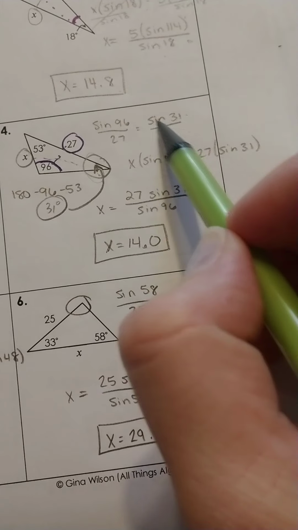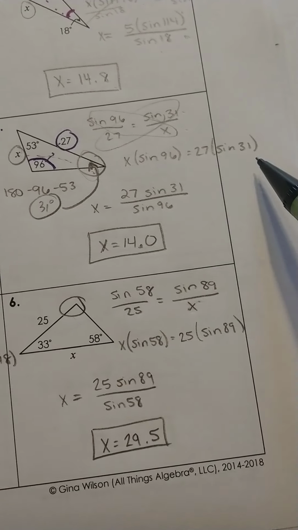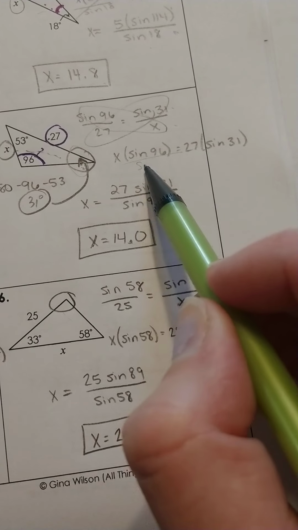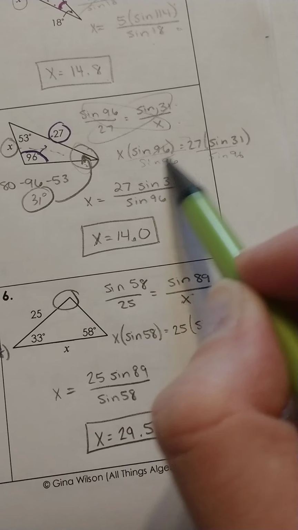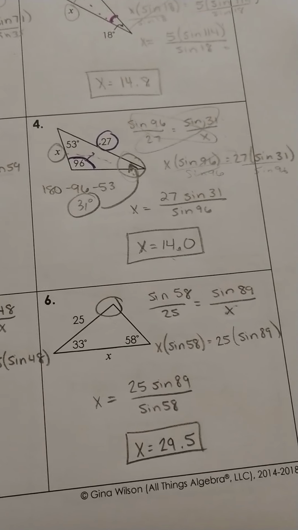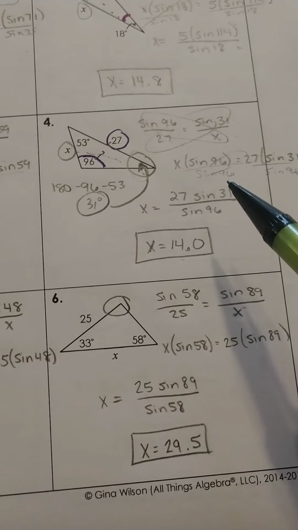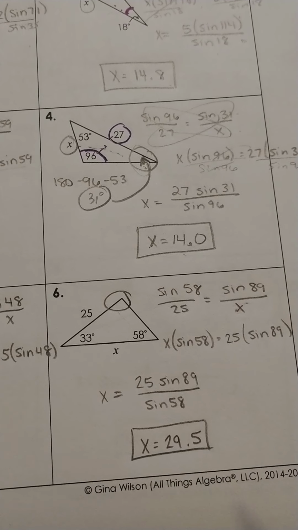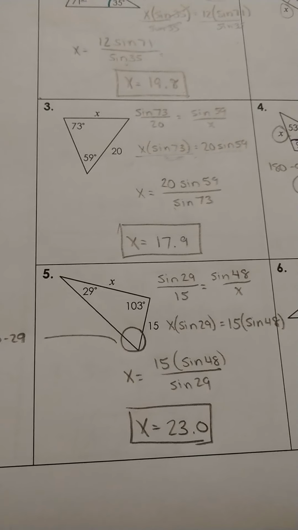But anyway, x times the sine of 96 equals 27 times the sine of 31. Divide by your sine of 96, and you get 14.0. So the way these are set up, really not complicated. It's, again, very repetitive. Set up your fraction, cross multiply. But it definitely, at least in my opinion, helps.